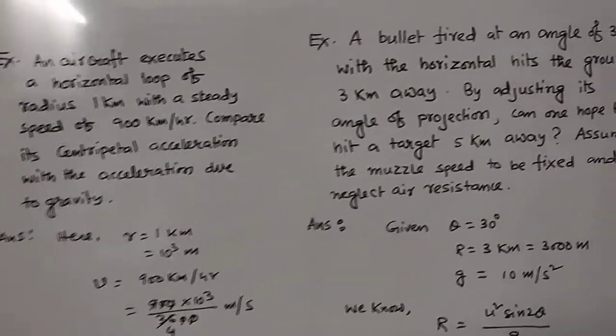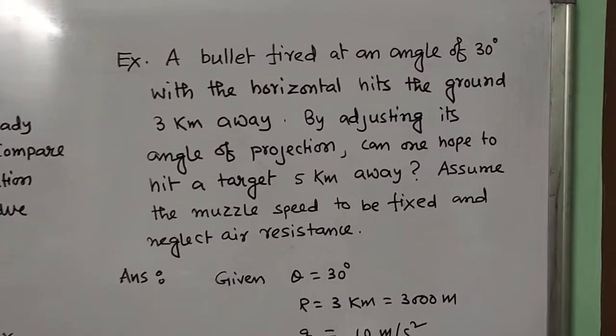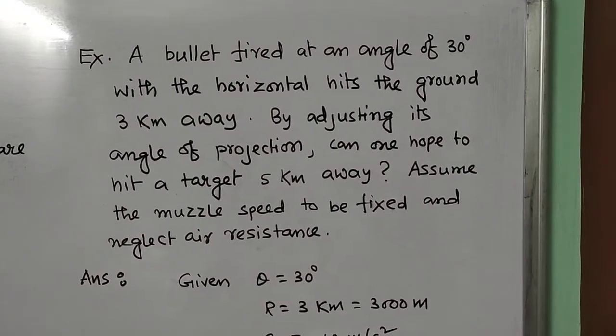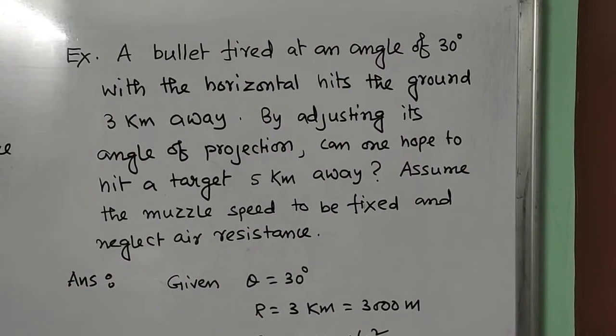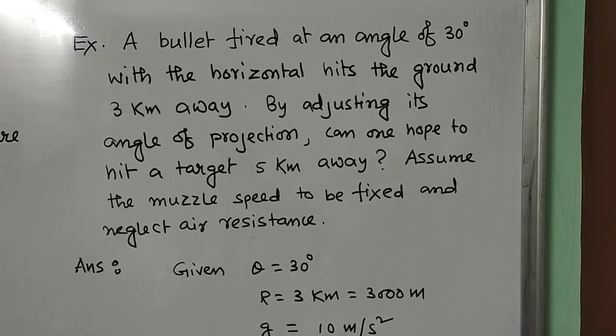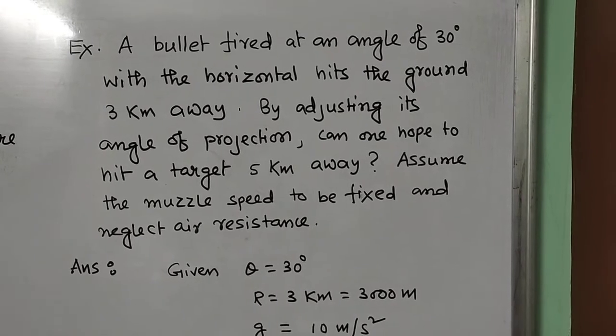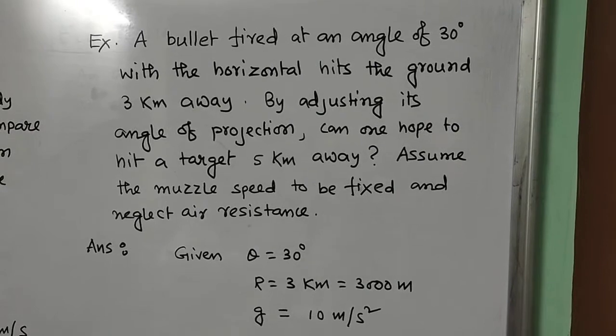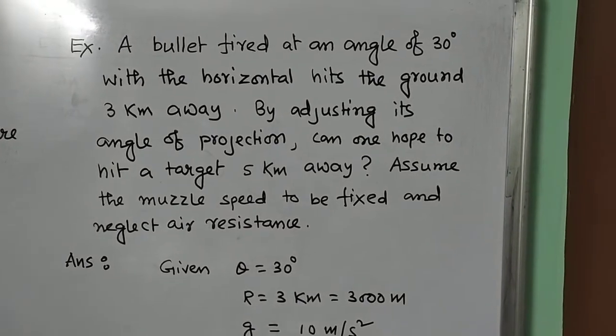Now the first numerical which we are going to discuss is this one. What is written here? A bullet fired at an angle of 30 degree with the horizontal hits the ground 3 km away. By adjusting its angle of projection, can one hope to hit a target 5 km away? Assume the muzzle speed to be fixed and neglect air resistance.